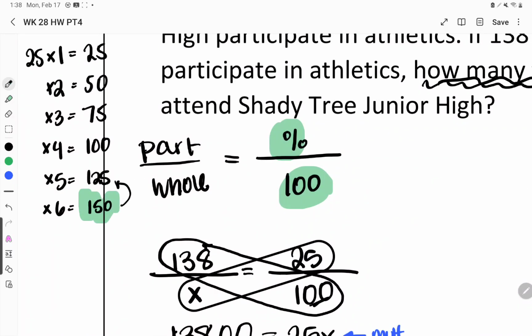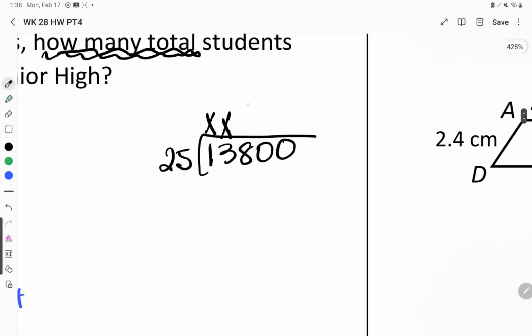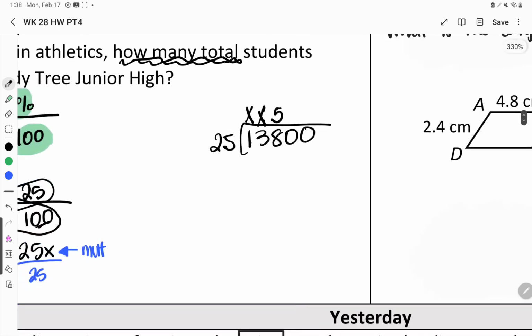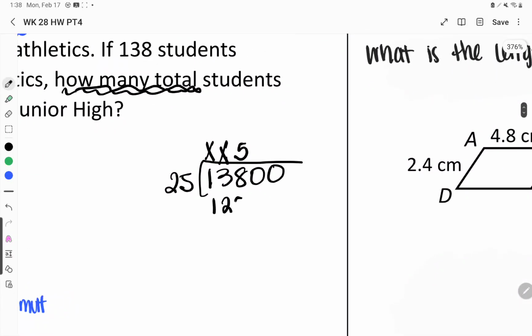So that means I have to go back one. So how many times does it go in? 5. And what is 25 times 5? Well, we just did that. It's 125. Subtract it. 8 minus 5 is 3. 3 minus 2 is 1.